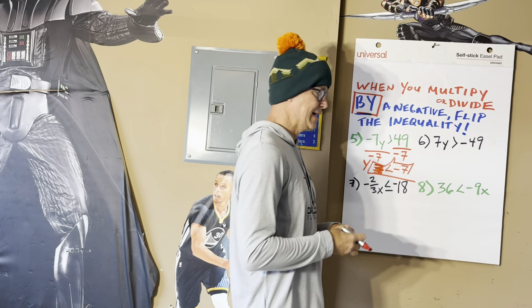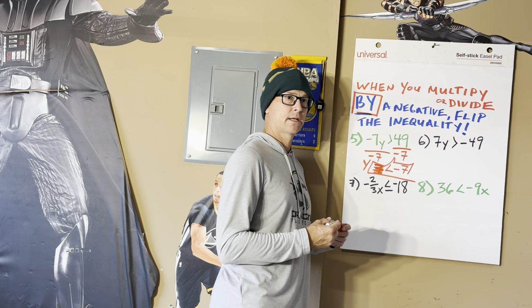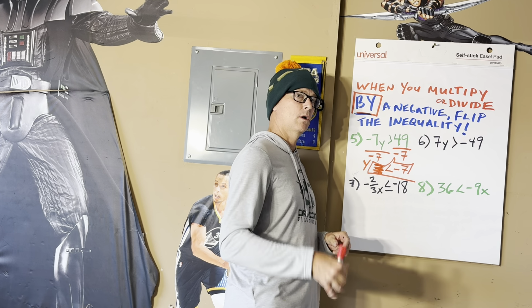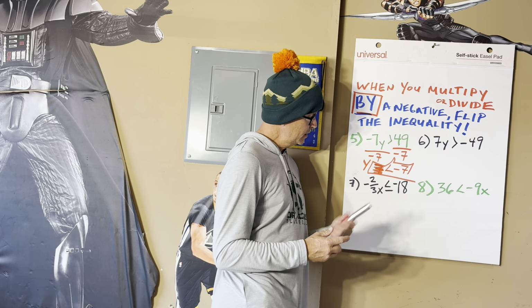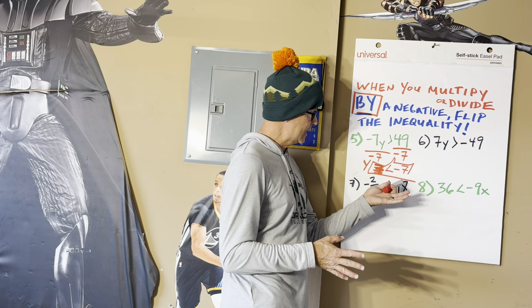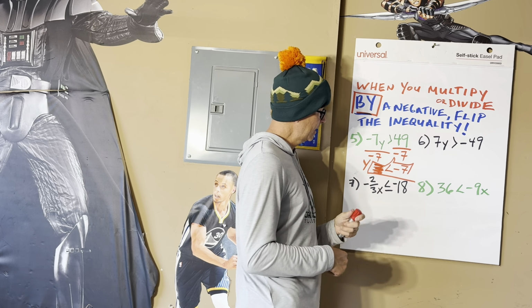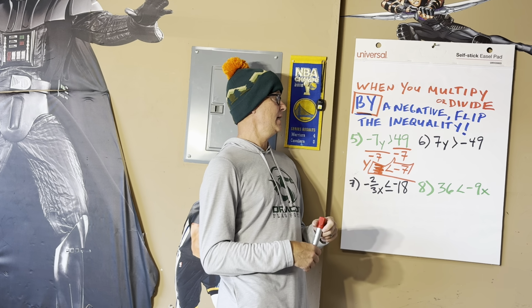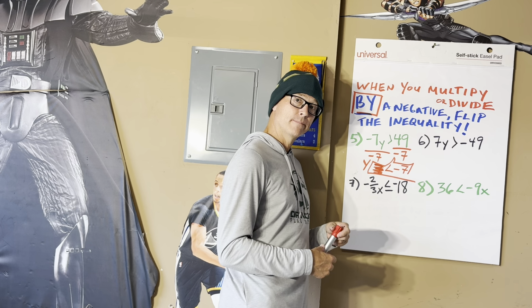Y is less than negative 7. You have to flip the inequality. I can explain that in another video. Okay, but let's just test it. A number that is less than negative 7, we'll say negative 10. Negative 7 times negative 10 is 70. 70 is greater than 49, okay?